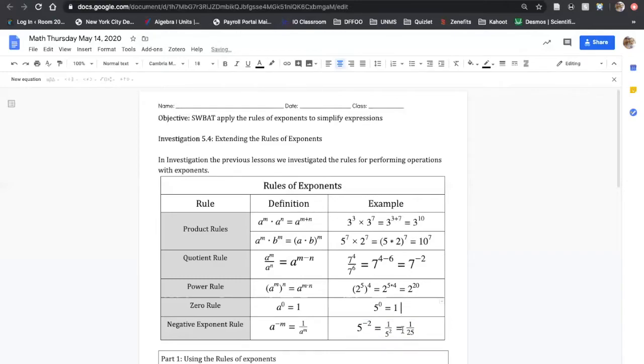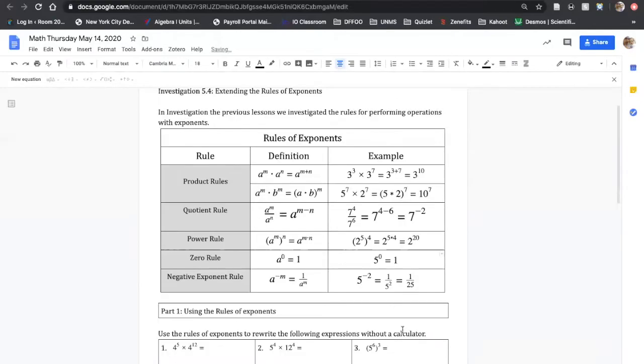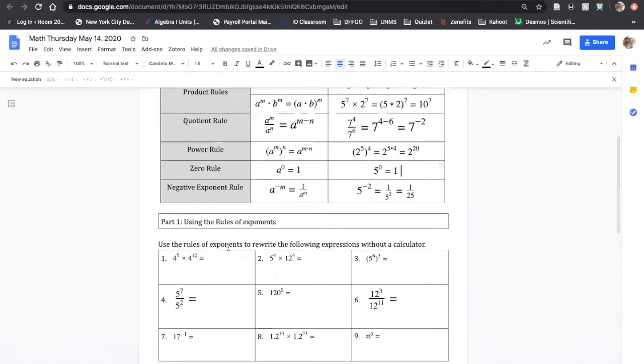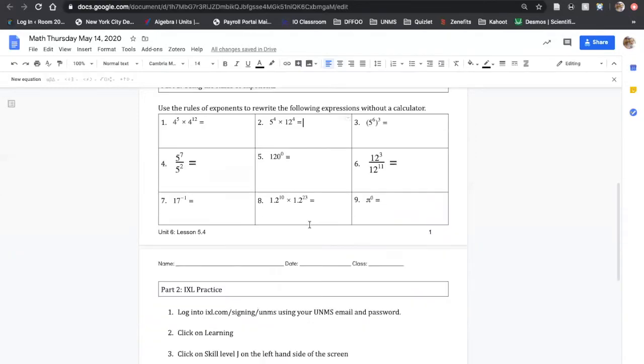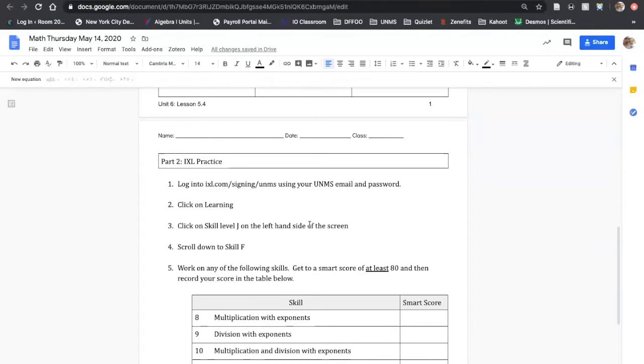Basically, what we're doing today is going to be practicing. So first step, refer to the rules that we have here and practice trying to figure out the answers to these 9 questions that I have here, right? Just write the answers over to the right-hand side of the equal sign. After you finish that section there, we're going to practice some skills on IXL.